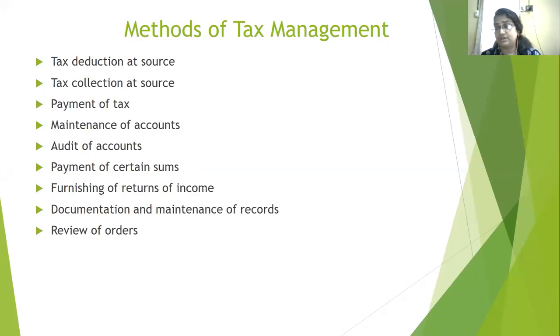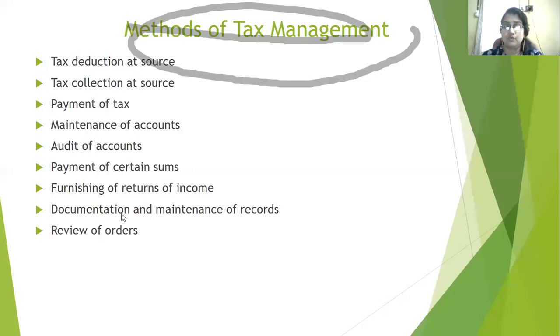You furnish your returns on time, that is filing of your returns on time. It can be voluntary filing, etc. Then documentation and maintenance of records. What happens in this? You maintain your records properly, or it can be review of orders. Any orders which may prove beneficial to you, you work according to that.